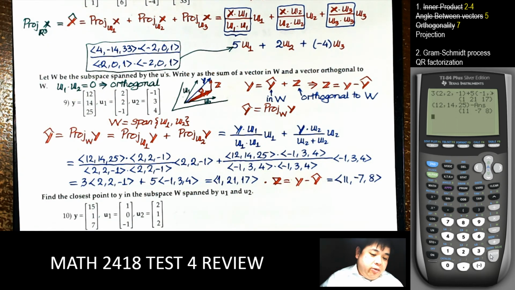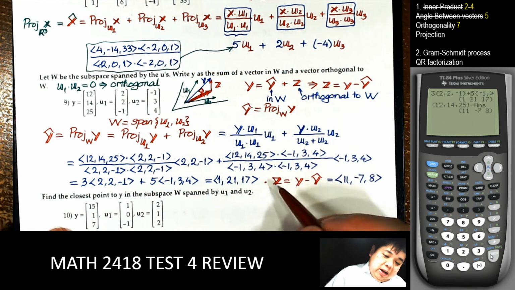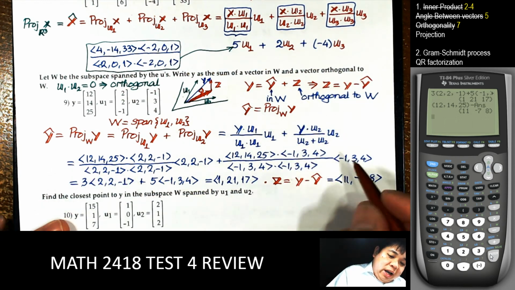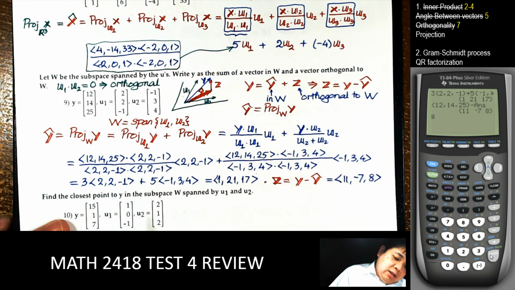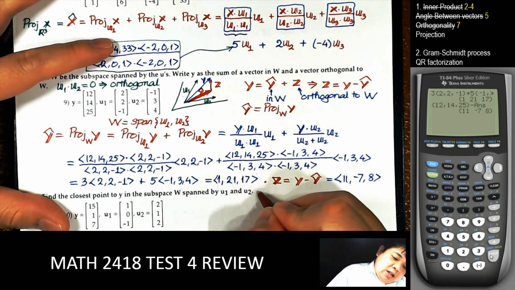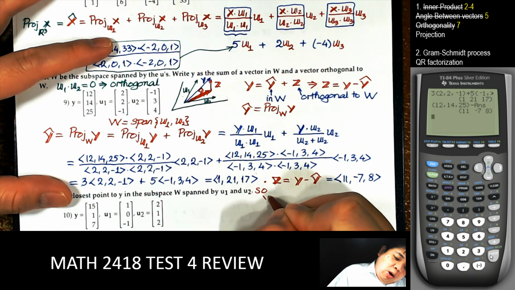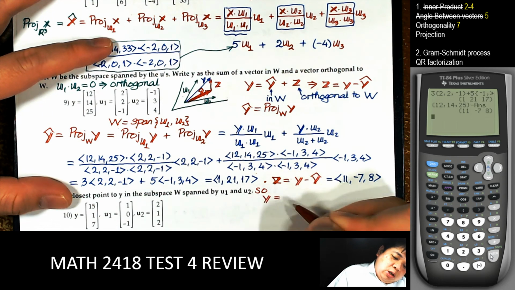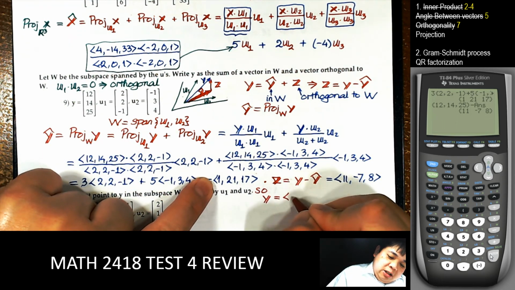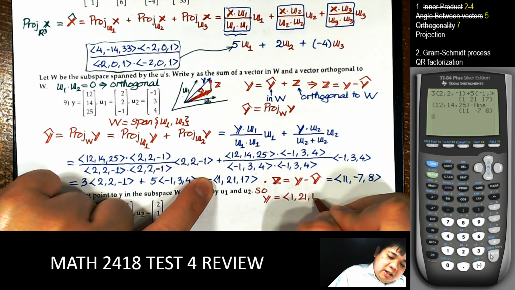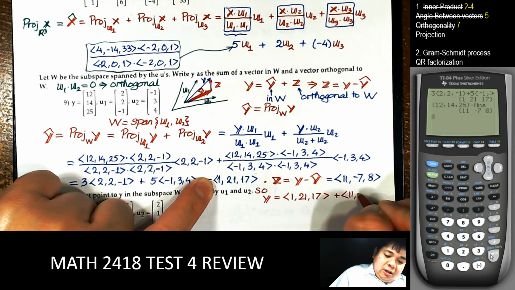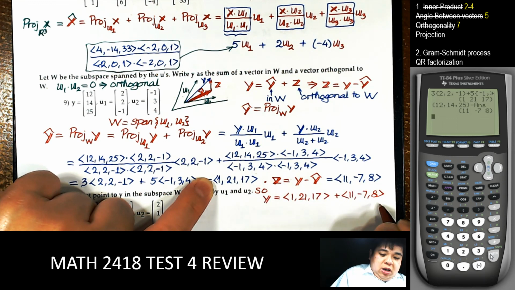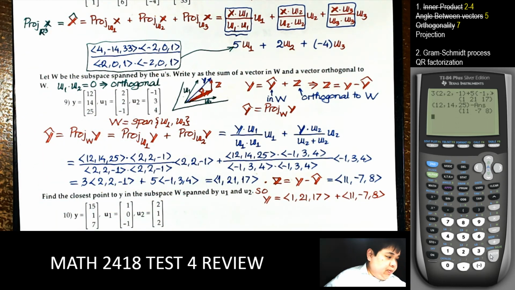So in this case, we found two vectors. This is y hat. Let's write that again. So we can write y equal to y hat, 1, 21, and 17, plus z. This vector is in W. This is orthogonal to W.